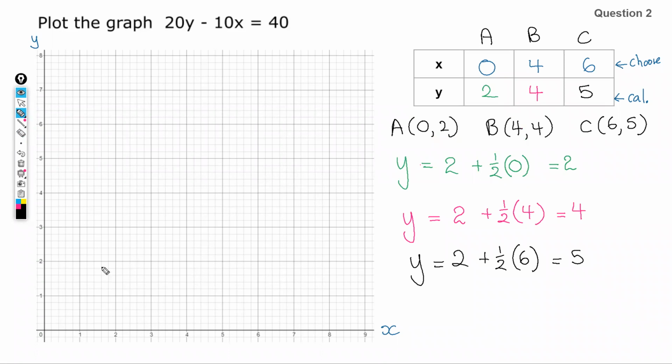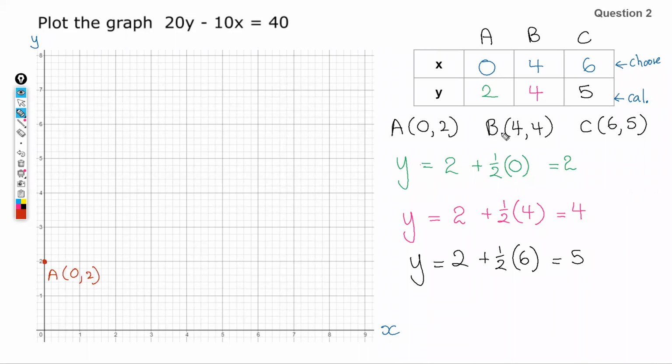Let's plot all 3 points. The first point is a kind of odd one. It's 0, 2. Notice the 0 comes first this time. So that means on the x-axis, you're remaining at 0. That's the origin here. X is 0, and how high do we have to rise? To 2. Make a different color. That's the first point there. 0 on the x-axis, and then we rise to 2. So this here is point A. 0, 2.